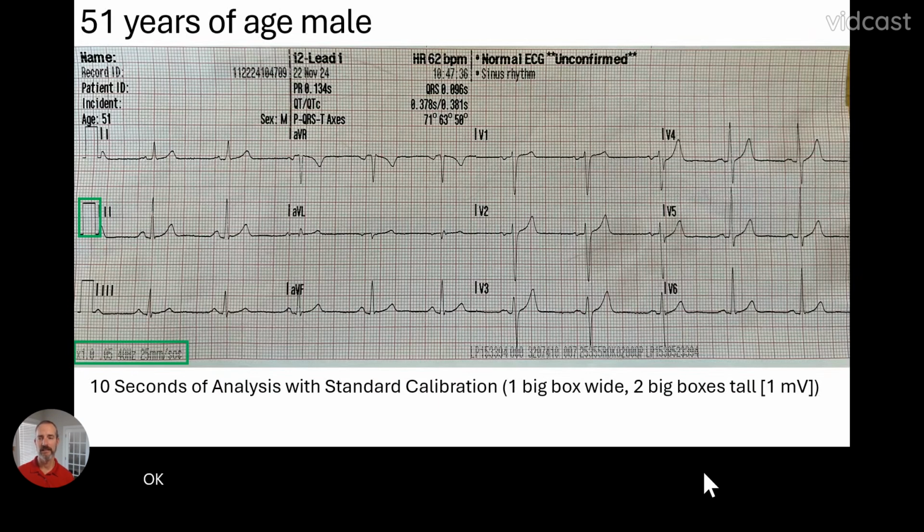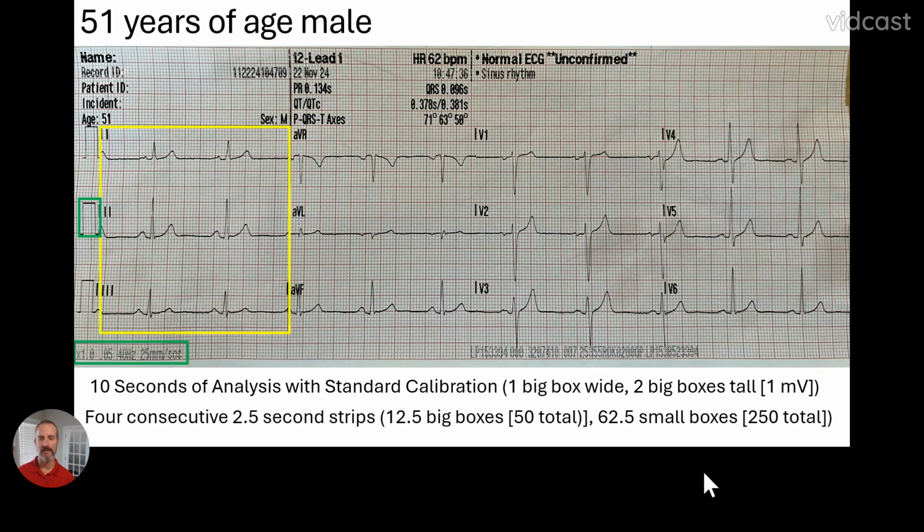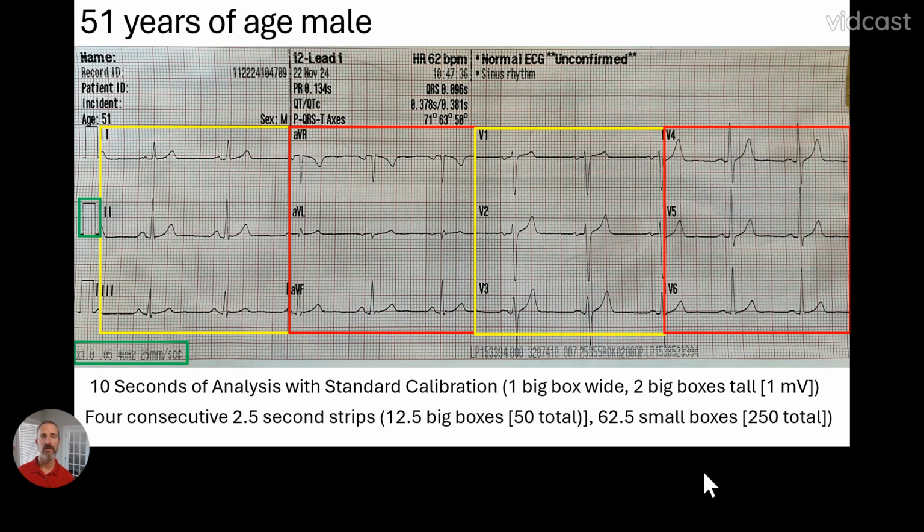green highlighted areas indicate. So every time that you analyze a 12 lead, you should make sure that that icon is two large boxes tall, indicating 1 millivolt, and one box wide, indicating that the speed is moving at 25 millimeters per second. So what that means is you've got four consecutive 2.5 second strips, 1, 2, 3, 4, and they are precisely 12.5 big boxes wide each, or 50 total for the entire 12 lead, or 62.5 small boxes wide, again, each one of those sections, or 250 total.